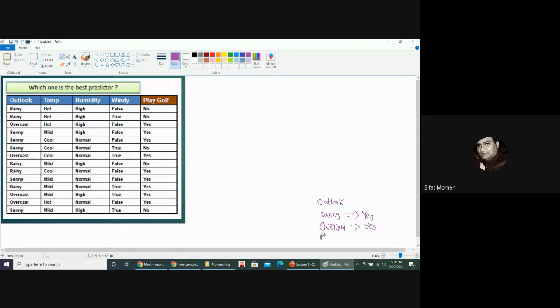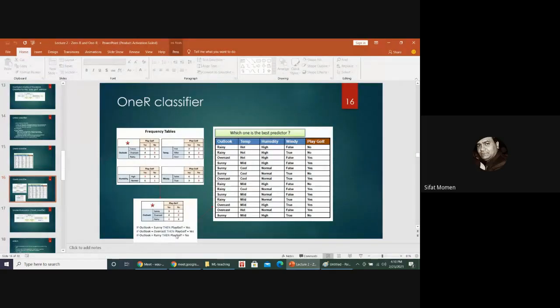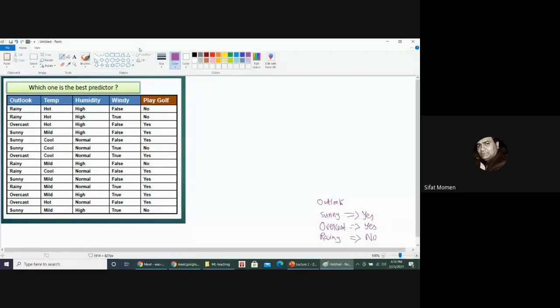If the Outlook is rainy, that was a no. Correct? Let me just check, so we don't make any mistakes. Yes, correct. So this is right. So if that's basically what you're doing, then look at this carefully. What would be the prediction made by the OneR classifier?